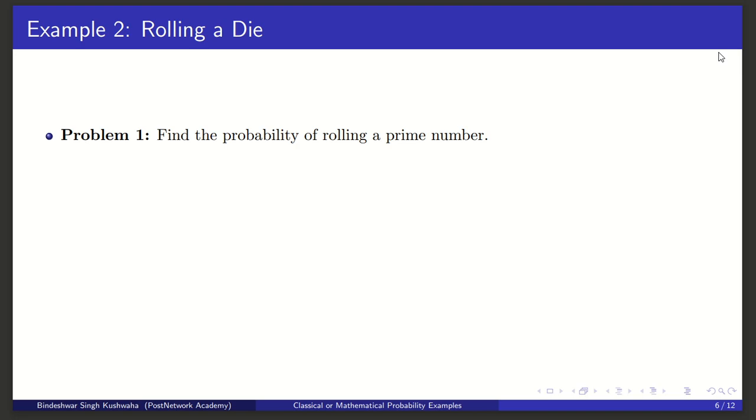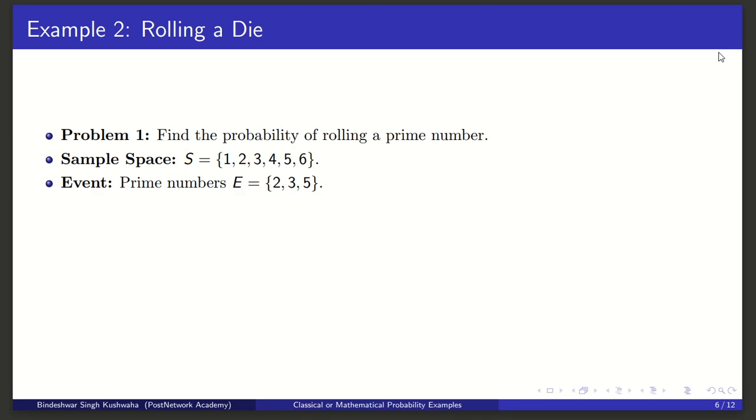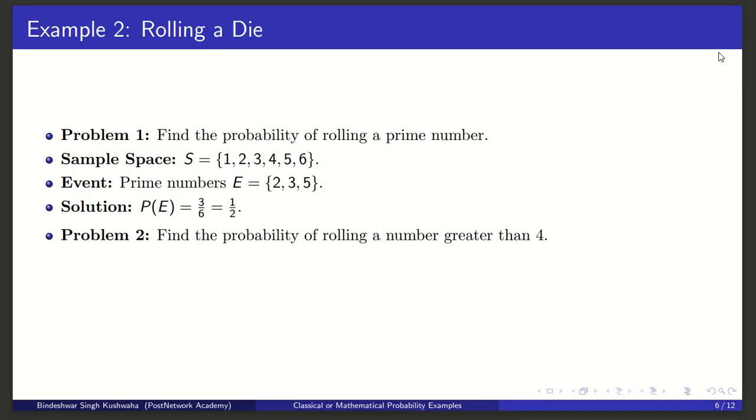Now find the probability of rolling a prime number. Here 2, 3 and 5 are prime numbers. So again 3 upon 6, because there are three favorable cases and total or exhaustive cases are 6. So 1 upon 2. Find the probability of rolling a number greater than 4. Greater than 4, there are two favorable cases, 5 and 6. So 2 upon 6, that would be 1 upon 3.